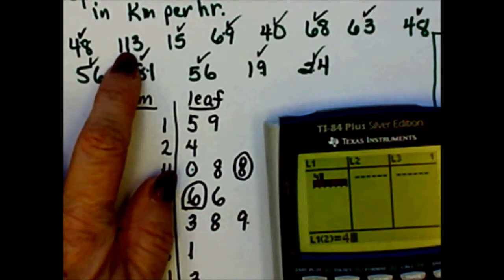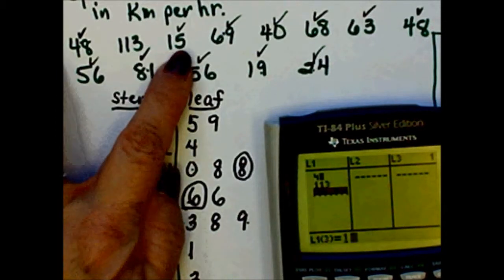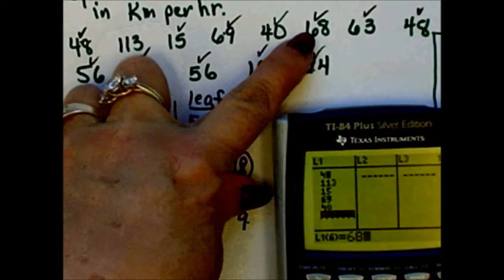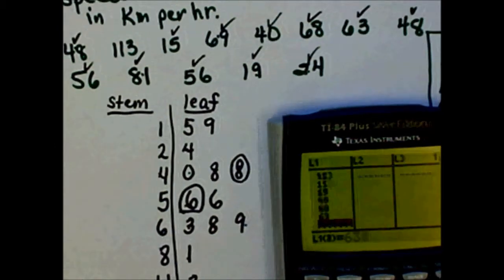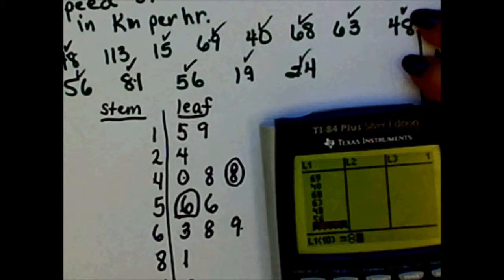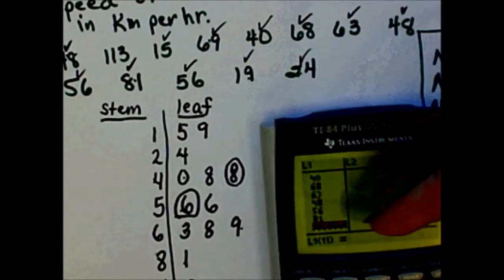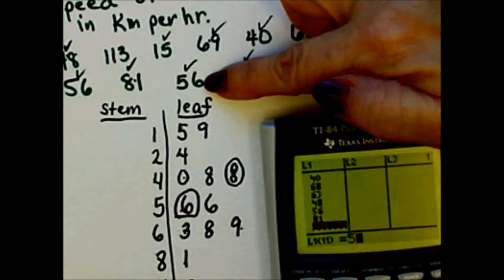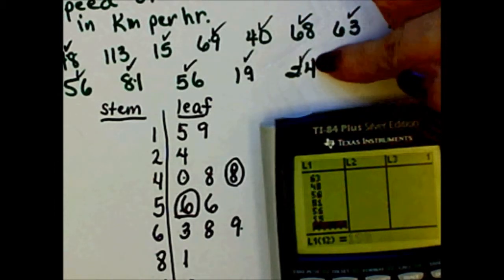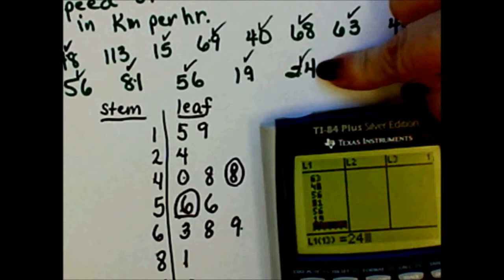113, 15, 69, 40, 68, 63, 48, 56, 81. Now notice my list is just scrolling down. 56, 19, and 24. Okay, now that's all my data.